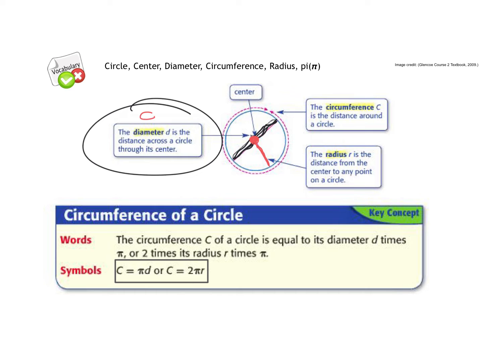So diameter, we label with D. Radius, we label with R. Diameter is 2 times the radius. Radius is 1/2 of the diameter. Those are good formulas to know.